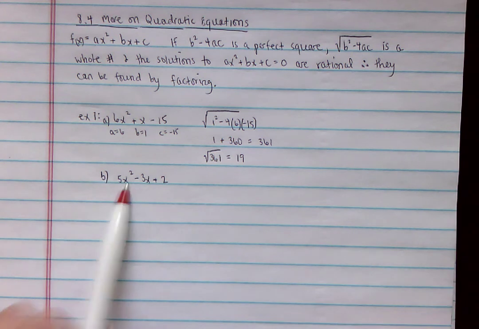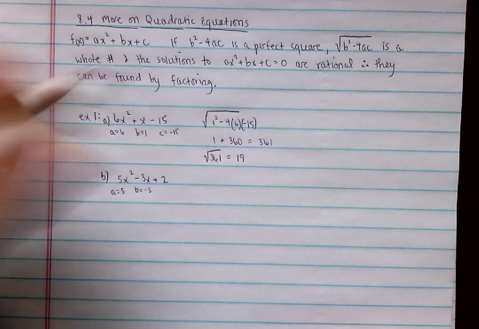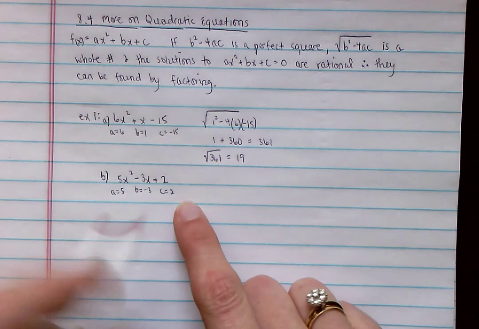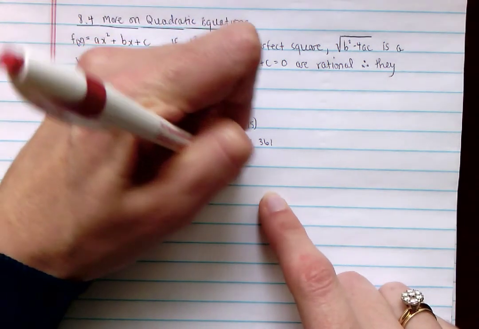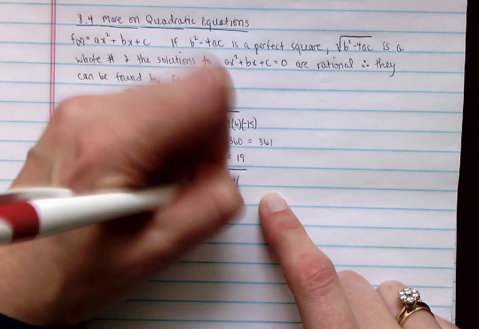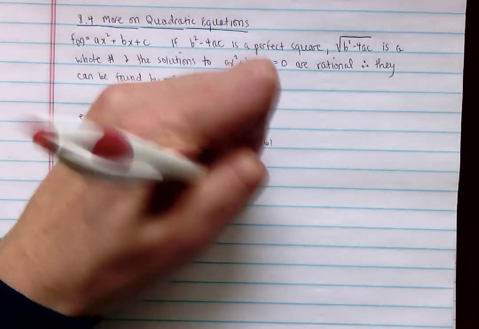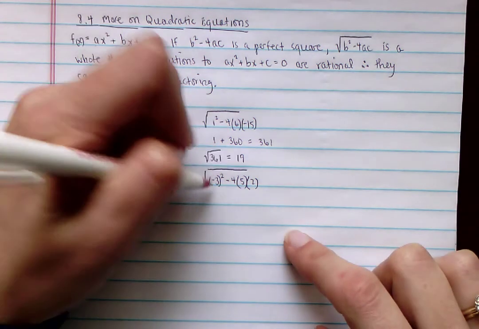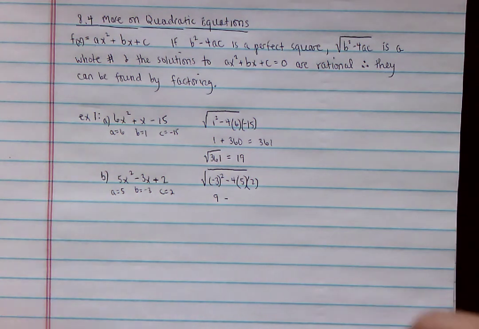So we're going to try the discriminant again and see if we end up getting a whole number when we take the square root. So there's A, B, and C. That's a plus sign. And here we go. So B squared. So that's negative 3 squared minus 4A and C. So this ends up being 9 minus 40.